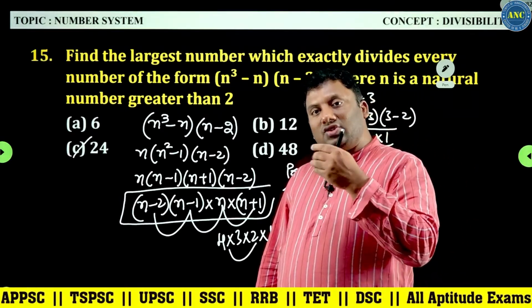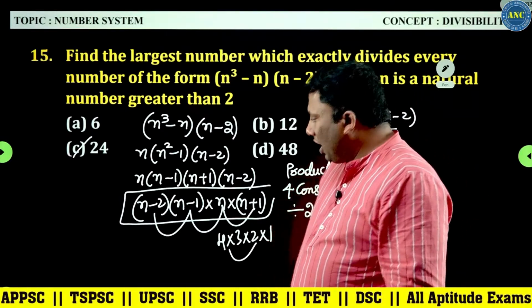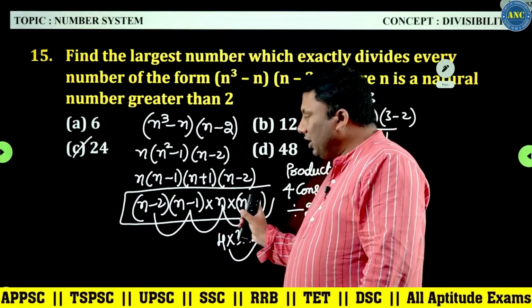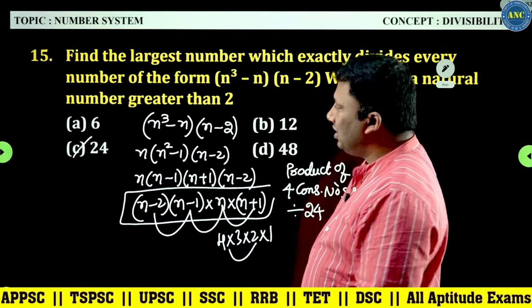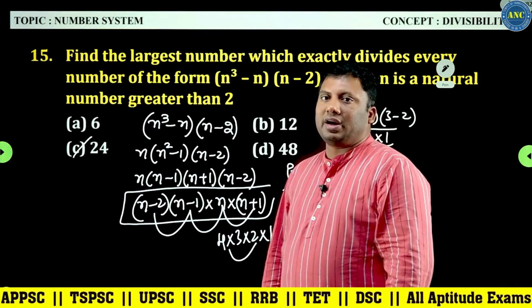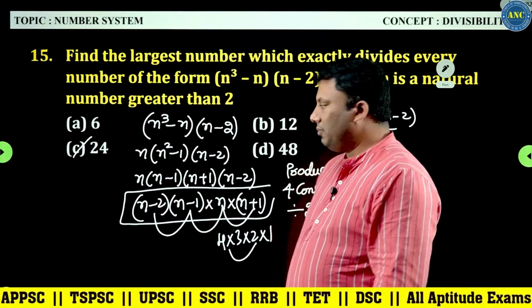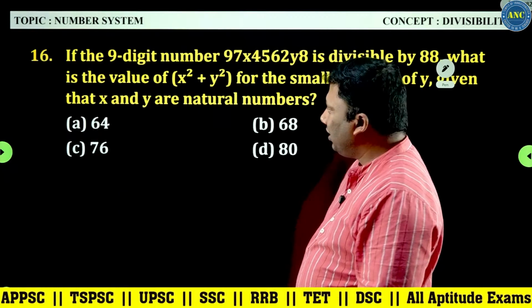You take any natural number n greater than 2. One important key point: the product of any 4 consecutive numbers is always divisible by 24.